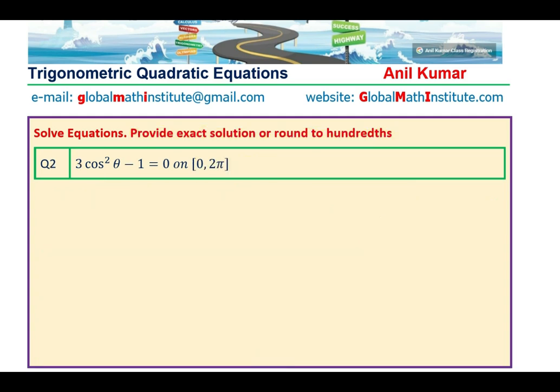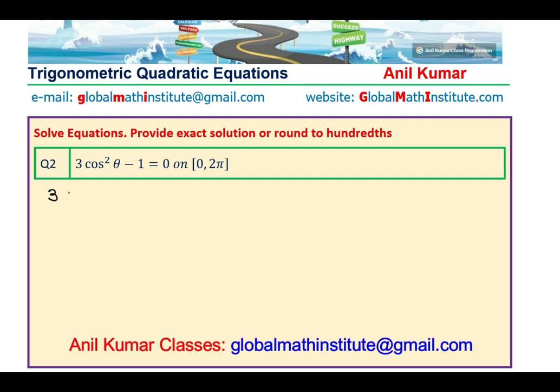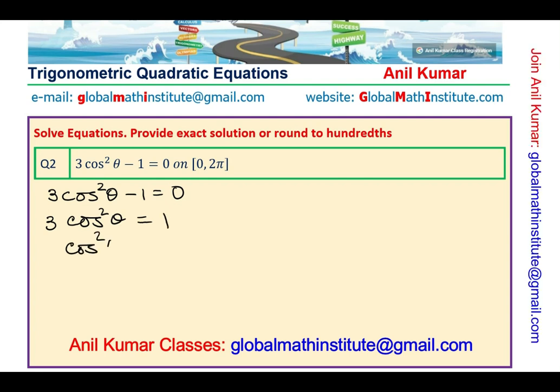Here is the second question, which is 3 cos square theta minus 1 equals 0. Rearrange. So we get 3 cos square theta equals 1, or cos square theta equals 1 over 3, or cos theta equals plus minus 1 over square root 3. Correct. So 1 over square root 3 basically.